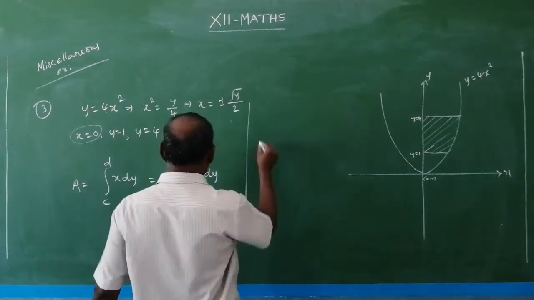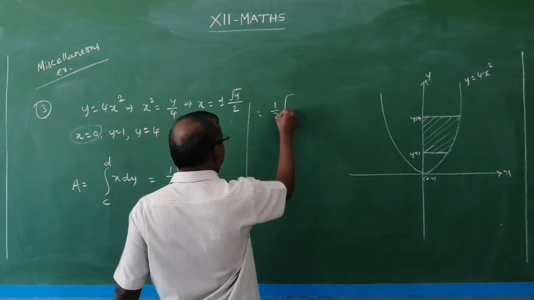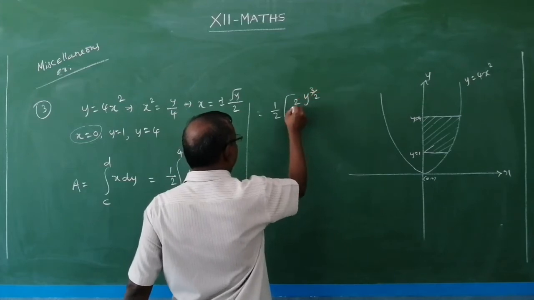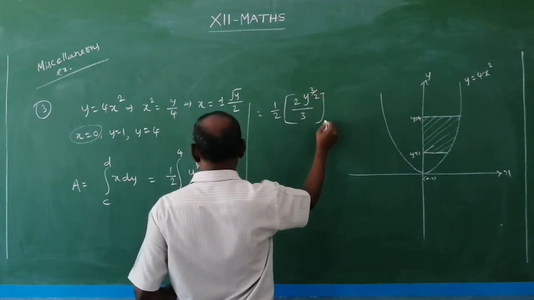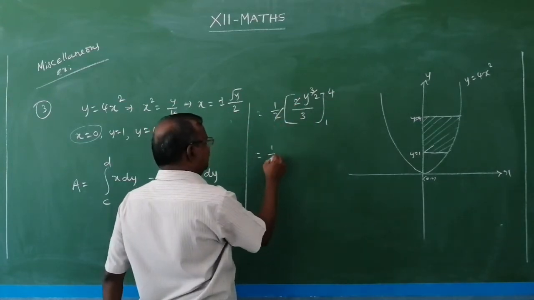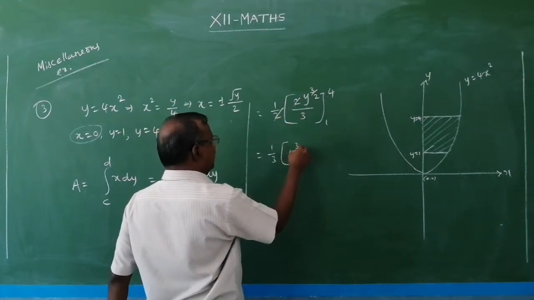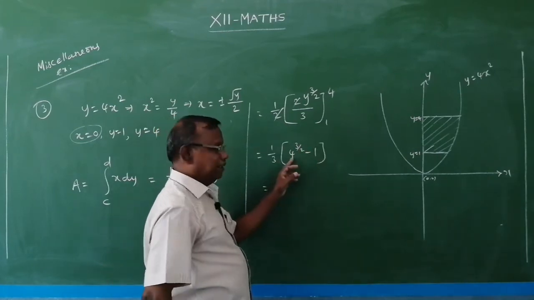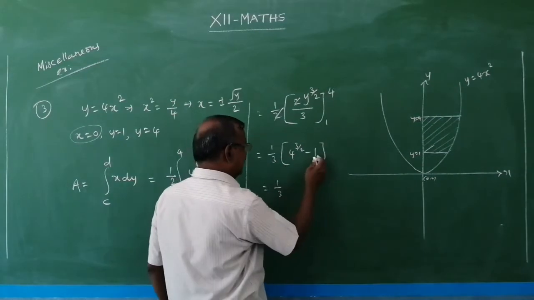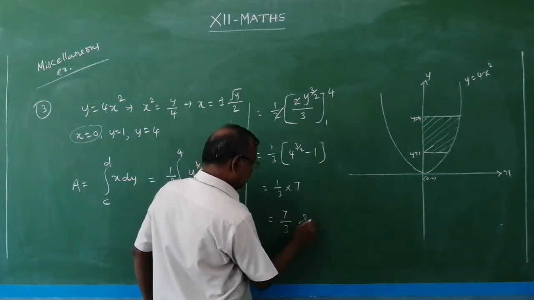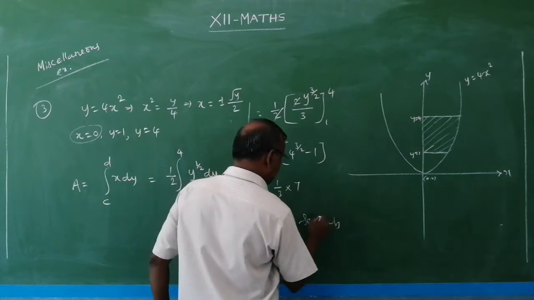Now this is equal to half into, integrating y power 1 by 2, y power 3 by 2 into 2 by 3. So from 1 to 4, this is 1 by 3 into 4 power 3 by 2 minus 1. 4 power 3 by 2 means 4 into 2, that is 8. 8 minus 1, 7, that is equal to 7 by 3 square units.